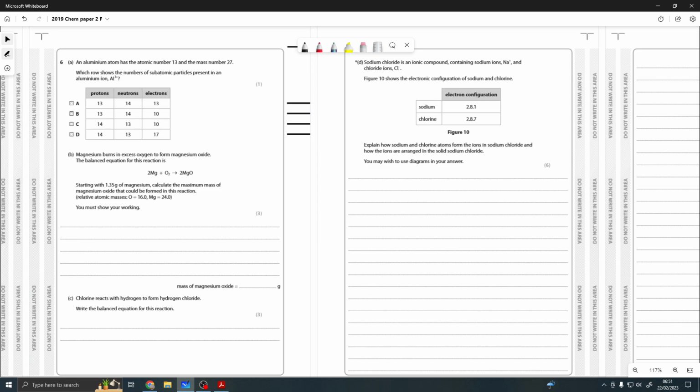Anyway, let's go and let's think about an aluminium atom. The one on the periodic table has an atomic number of 13 and a mass number of 27. Which row shows the number of subatomic particles present in an aluminium ion? Al3+, so it's lost 3 electrons.